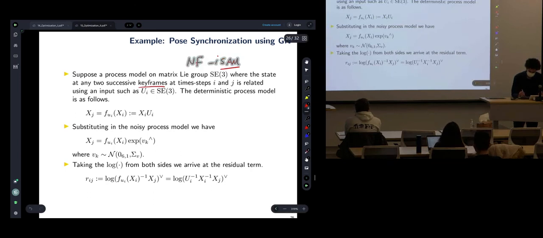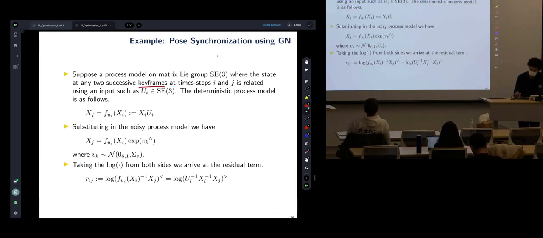I'm going to clean this. All right, back to the example. So the process model between keyframe j and i, and they are not necessarily successive keyframes, is x_j equals x_i times u_i. If it's noisy, of course, we have this exponential of v_k. Notice that this is a time difference equation. It's not continuous time. So the noise is multiplicative with an exponential now.